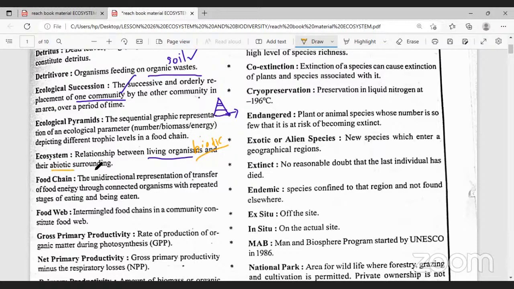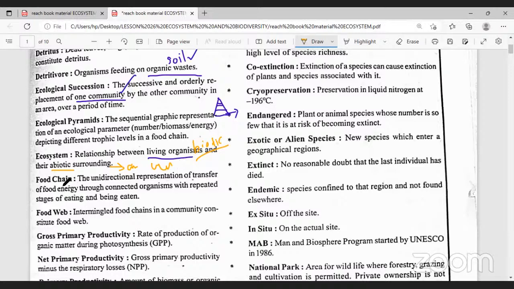Abiotic means the things we already discussed in the last session: air and water, and other things also, light, temperature, all are known as abiotic factors. So what is the relationship between the living and abiotic factors? Without oxygen, we cannot survive. Without water, we cannot survive. So the relationship between the abiotic factors and the living organisms is called the ecosystem.